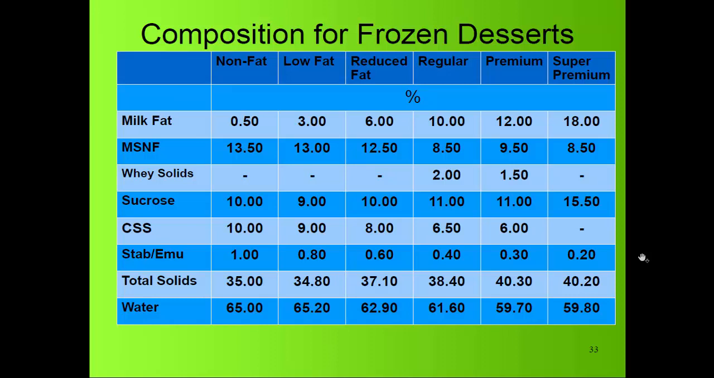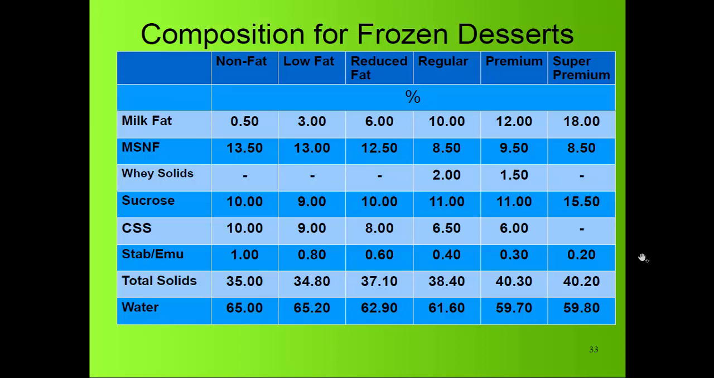We also have stabilizers and emulsifiers. And you notice that the less fat there is, the more stabilizers and emulsifiers we have. So for super premium ice cream, there's like 0.2%, but there's a lot of fat, right? There's like 18% fat. For non-fat ice cream, we have to put in a lot more. We have to put in about 1% because there's no fat. So it kind of changes the consistency and the structure of the ice cream.